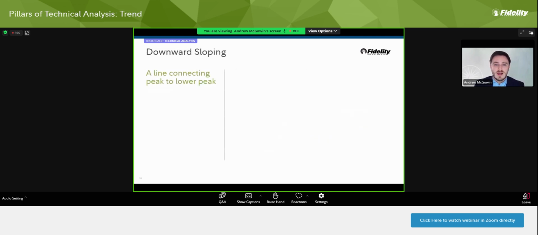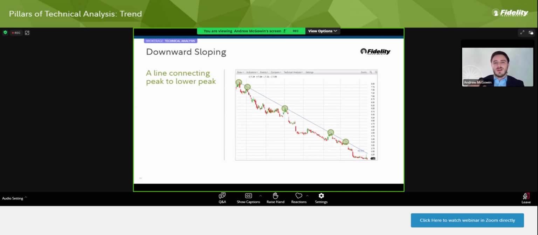And the same thing can be said on a downward sloping perspective, that we can see when we connect the peaks along the way, this distributive effect that is happening out there in the marketplace as well. We can observe that in real time. And of course, like we've said, this all does seem fairly simple in hindsight, but what if we were looking at a chart in real time?